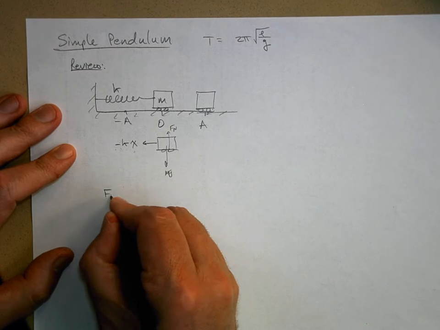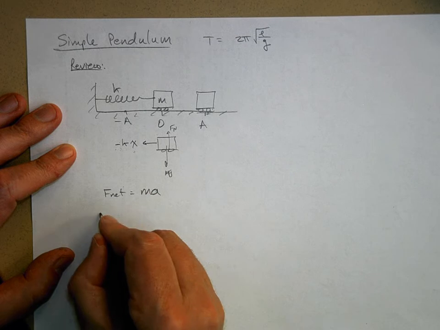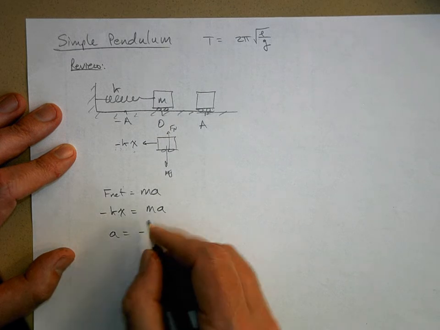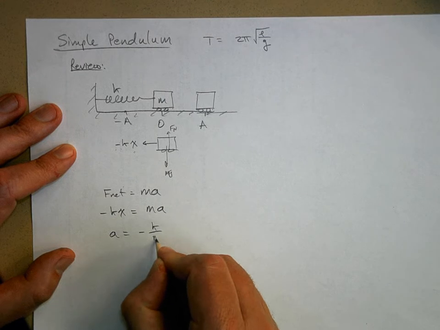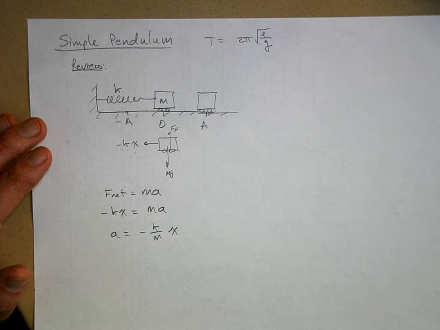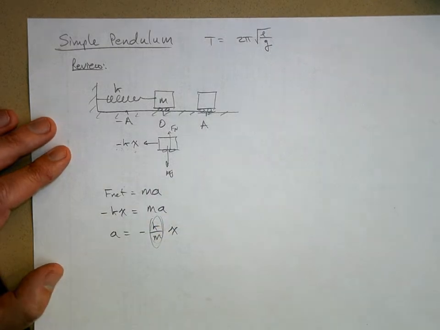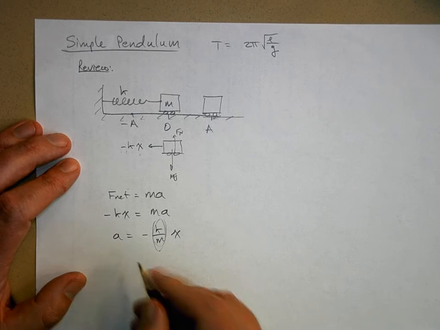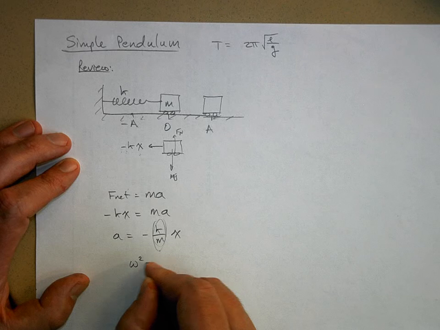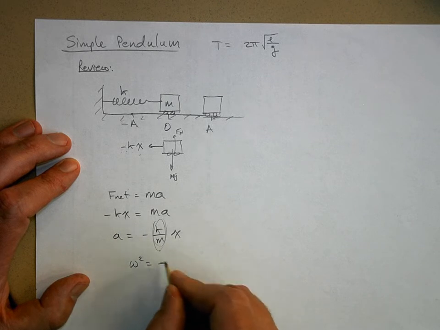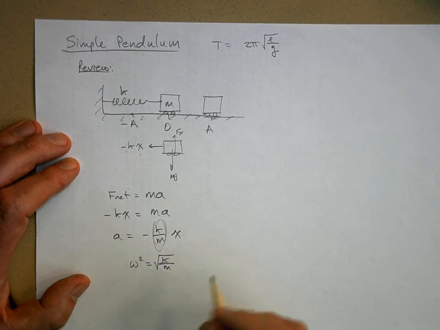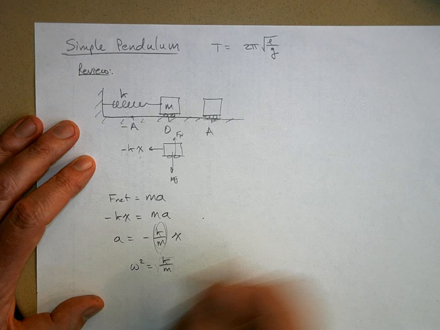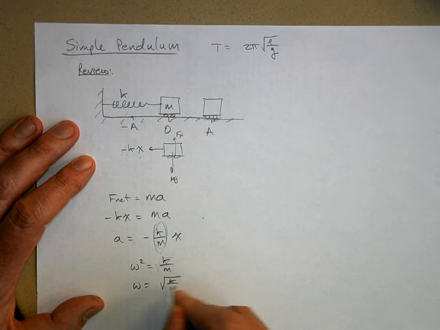And when we said that, we said, well, the net force equals ma. What is the net force? That's negative kx equals ma. We solved for a. a equals negative k over m times x. And this right here, last time we discussed that this is the angular frequency of the system squared. So omega squared equals k over m. So the angular frequency equals the square root of k over m.